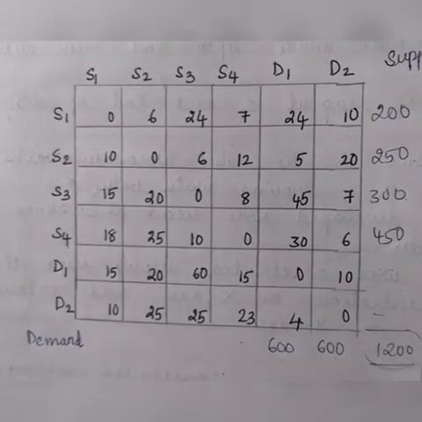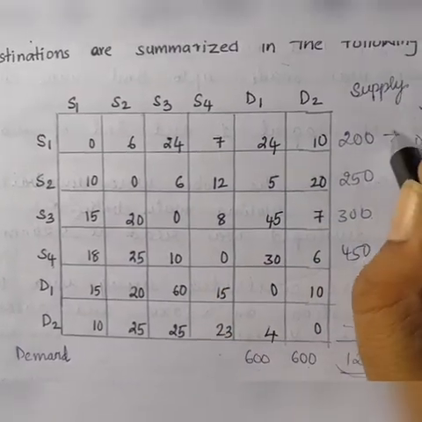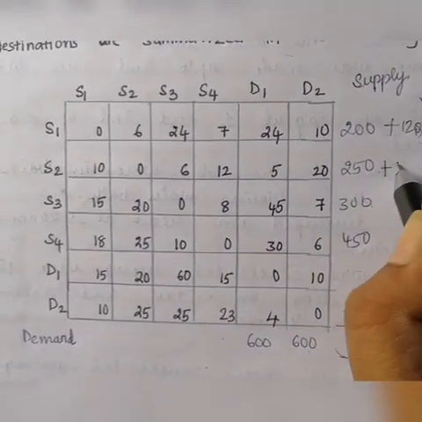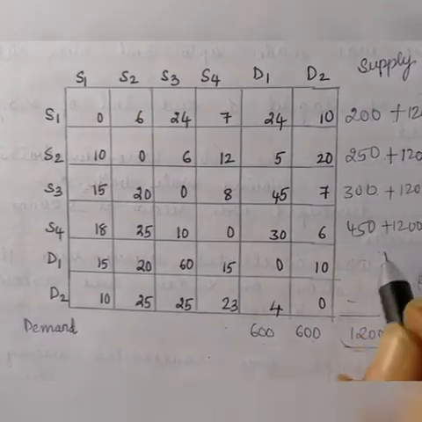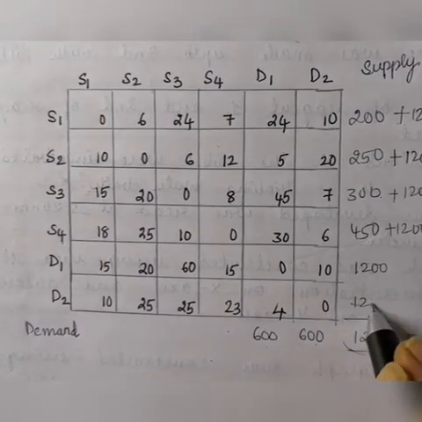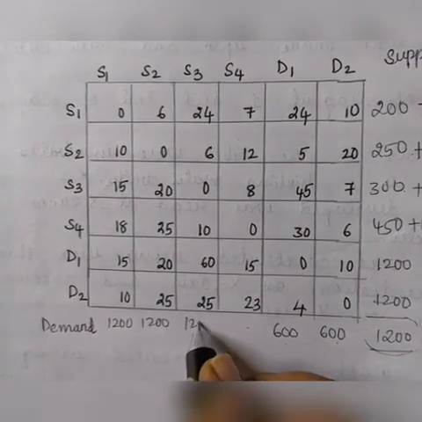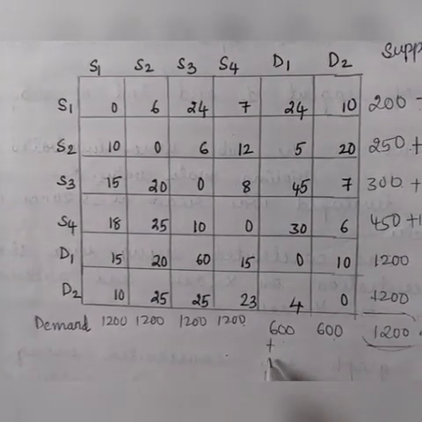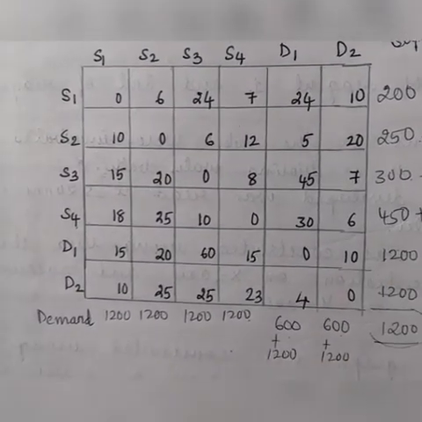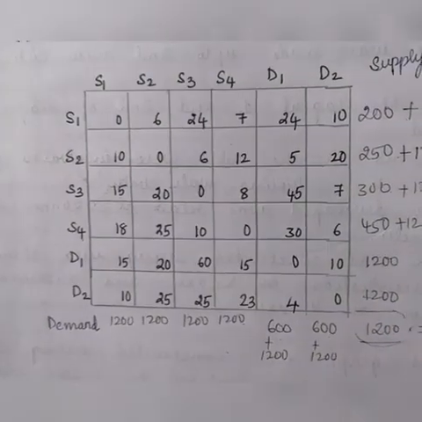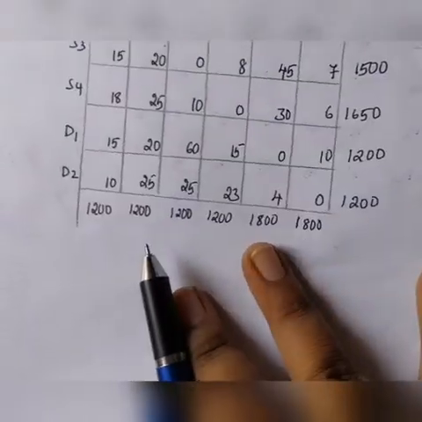You add B to each and every supply and demand value here. So let us see, 200 plus 1200, 250 plus 1200, 300 plus 1200, 450 plus 1200, 1200, 1200. Now you have nothing here, so this will be 1200, 1200. This will be 600 plus 1200, 600 plus 1200. Once you add the value of B, this is how your problem is going to look.